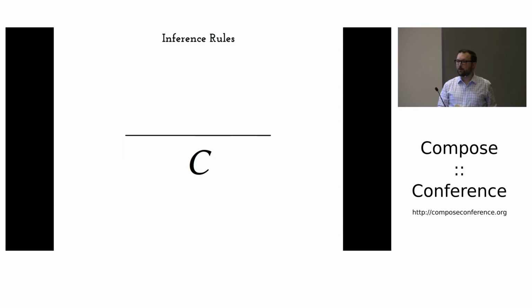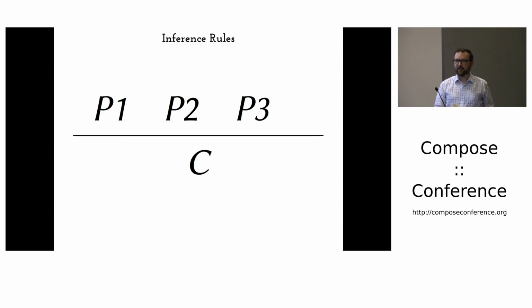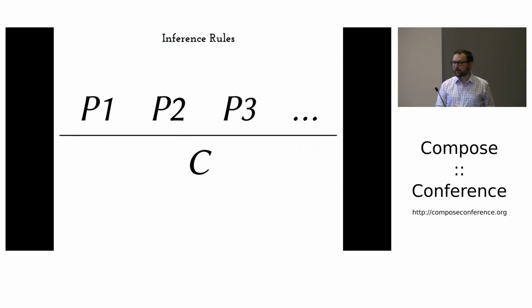On the other hand, you can also have other judgments above the line. These are called premises, so I'm writing P for premise. And the meaning of this inference rule is that if we know P1, then we know C. And we can have more than one premise, so we can say if we know P1 and we know P2, then we know C. And if we know P1 and P2 and P3, then we know C. I could keep going, but I'm not going to.